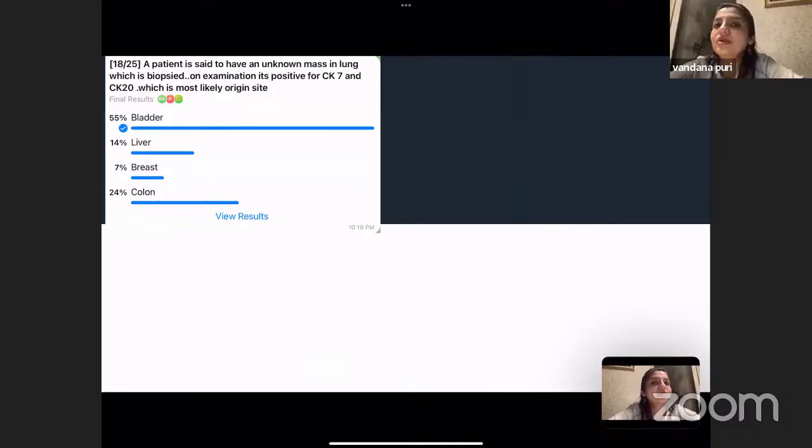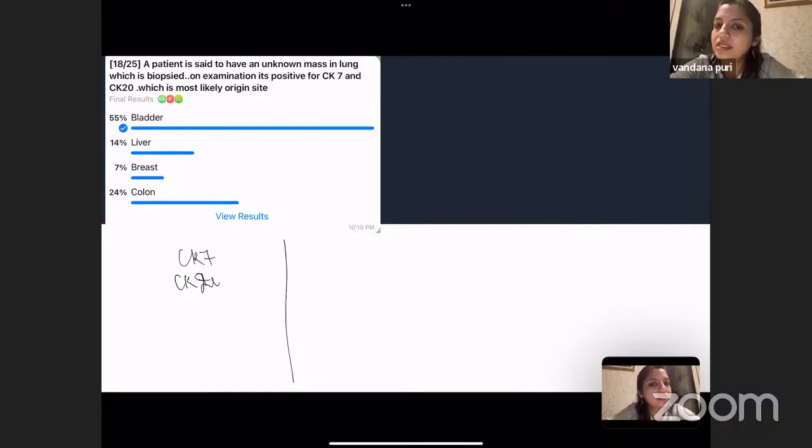Okay. Now, once we are clear with this, let's come to some IHC questions that were given to you. So, patient is said to have a mass in the lung, which is biopsied, and on examination, this is positive for CK7 and CK20. What is the site? So, we have already talked about CK7 and CK20. So, you have to draw a line above your colon, and you can make tumors on 4 bases.